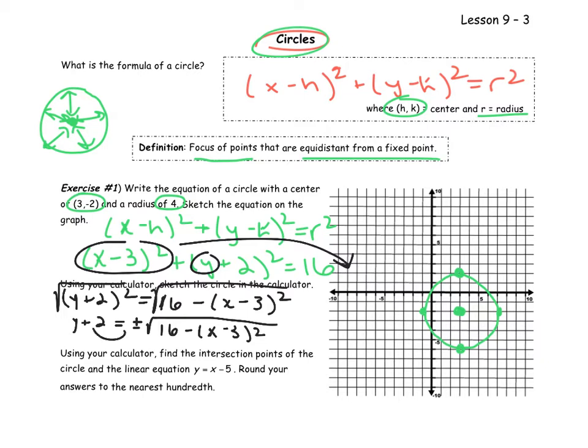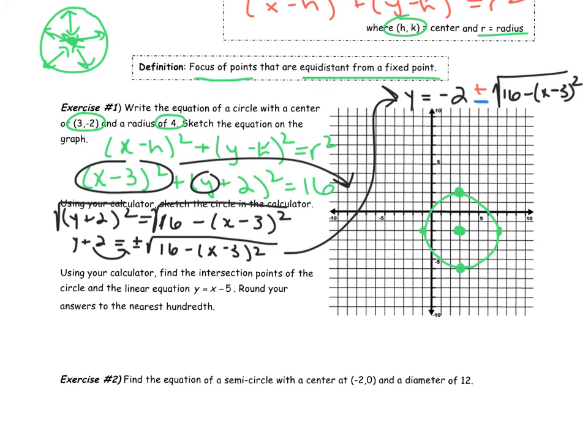Okay, I'm going to bring this 2 to the other side. I'll write the equation up here since I'm running out of space. So bring the 2 to the other side: y = -2 ± the square root of 16 - (x - 3)^2. When you type this into y equals, you're going to have to do them separately. There's no plus-minus button on the calc. So you'll do one with the plus, -2 + the square root of 16 - (x - 3)^2, and then the other one with the minus, -2 - the square root of 16 - (x - 3)^2. So that's what you would type into the calculator.